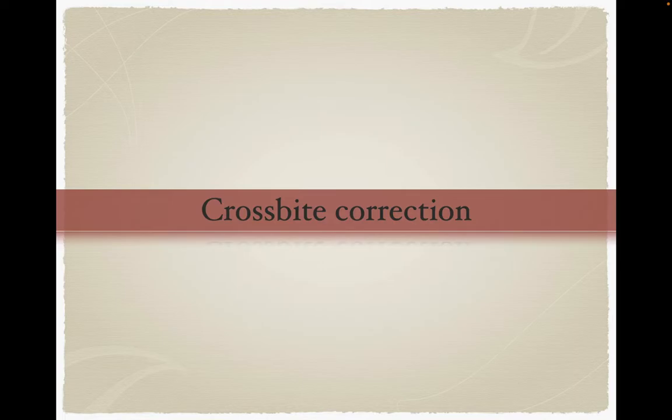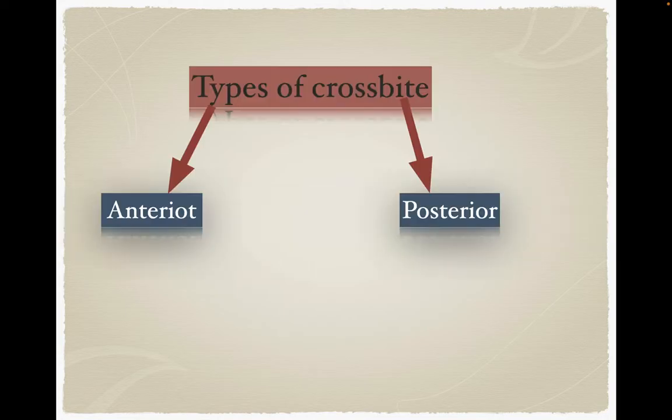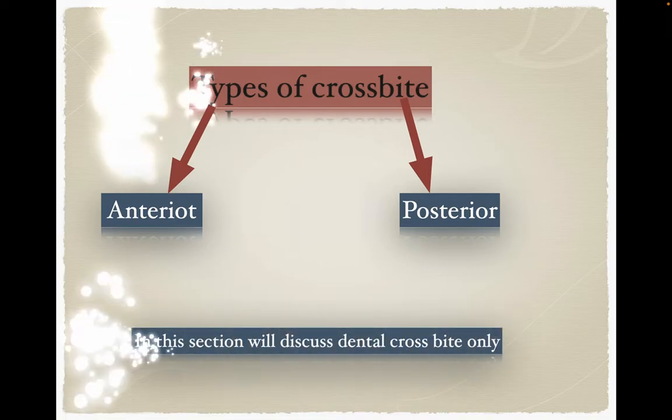The other example of a local factor, or why a patient is seeking treatment, is crossbite. Now, we will not discuss crossbite here in detail. We're just going to discuss it quickly. We'll have a separate lecture for crossbite. However, crossbite could be anterior crossbite or posterior crossbite.